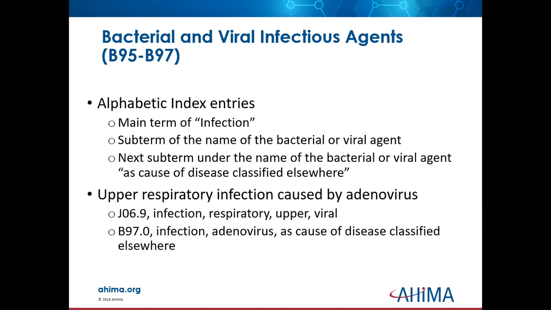With these infectious agents that are causing a disease classified elsewhere, look for the main term in the alphabetic index of infection, and then look for the name of the bacteria or viral agent. And then you may want to go down to the subterm under the name of the bacterial or viral agent as a cause of disease classified elsewhere. So start with infection, name of the organism, and then look for as a cause of disease classified elsewhere.